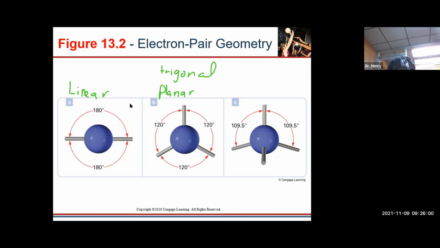Then this last shape is called tetrahedral. Tetra means 4, and hedral refers to planes, like faces. So this has 4 faces to it. When you have 4 attachments, it's going to form a tetrahedral shape. Okay? Are you with me? Yes, no, maybe, sort of. Are there questions? Or is there something that you don't quite get? As soon as questions pop up, feel free to ask them.